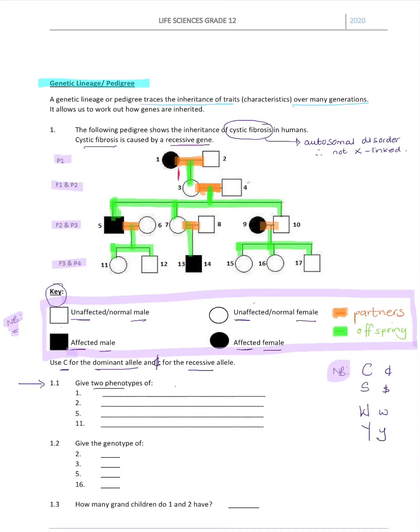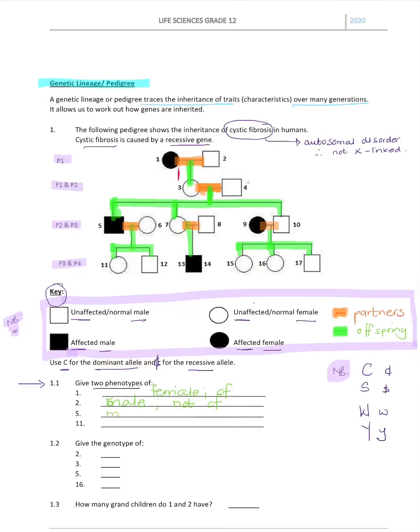1.1 says give the phenotypes of each of the people. So number 1 is a circle and therefore female. It is shaded and therefore she has cystic fibrosis. Number 2 is square, so that is a male, and it is unshaded, so he does not have cystic fibrosis.